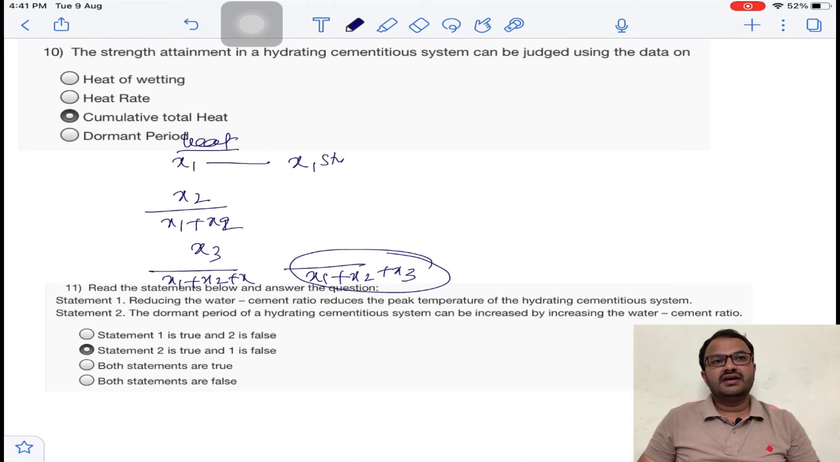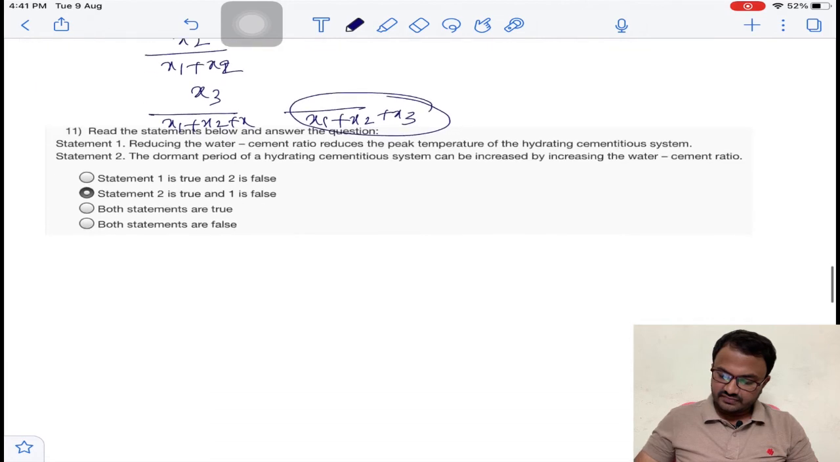Clear? It is the cumulative amount of heat by that time that will indicate the attainment of strength at the same time. So it is not just the heat developed at that time, it is cumulative until then. So the answer for question number 10 is C.